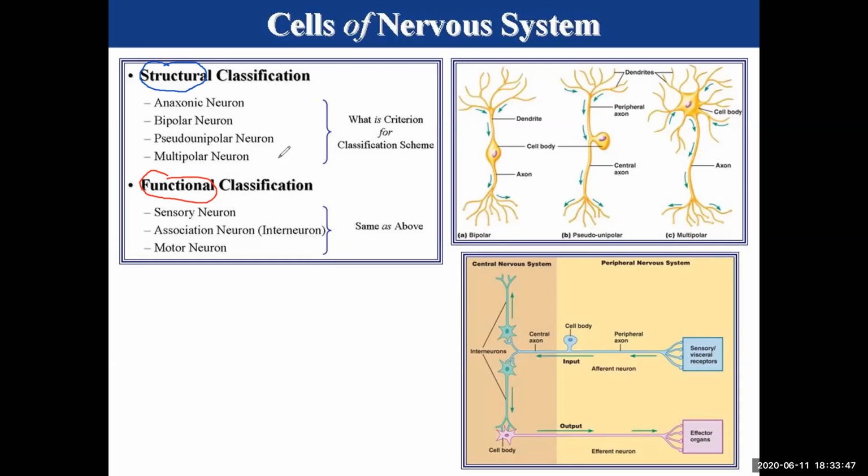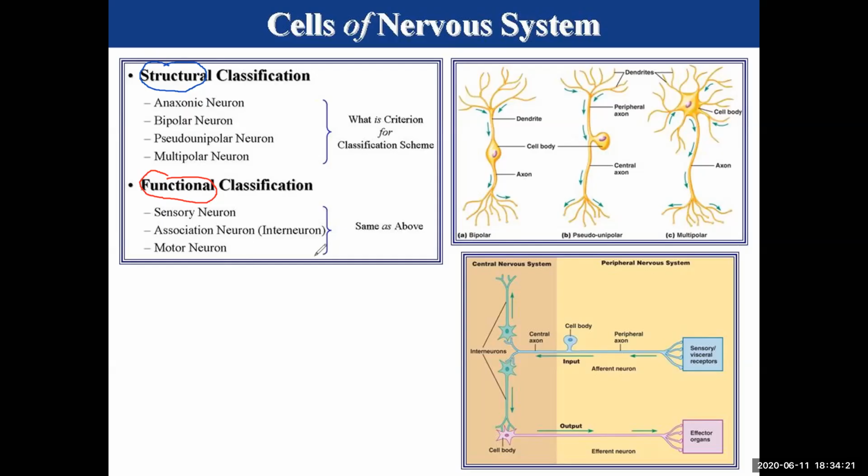And then the multipolar neuron, this is a prototype motor neuron. You have thousands of dendrites on one side and only one axon on the other side. So multipolar. So both bipolar and pseudo-unipolar, based on function, would be sensory, whereas the motor is the multipolar neuron.